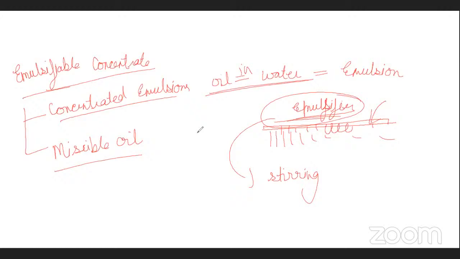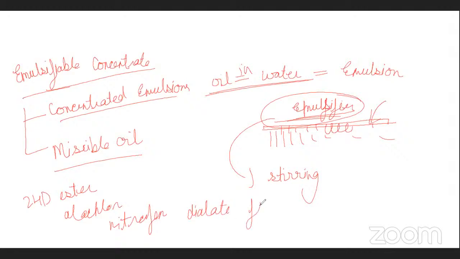And the examples of emulsifiable concentrate are 2,4-D ester, alachlor, nitrofen, dialate, fluchloralin, glyphosate, and pendimethalin. Okay, these are the examples of emulsifiable concentrate.